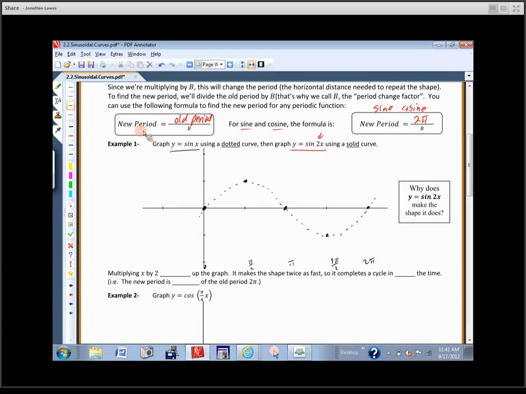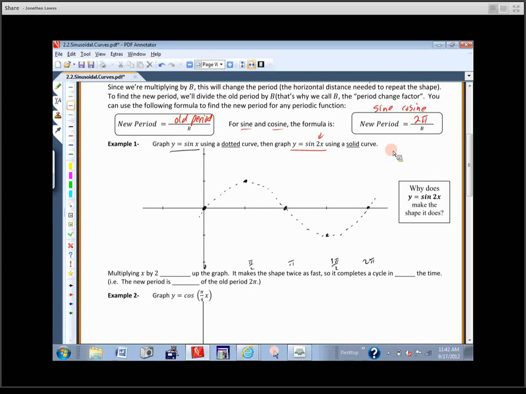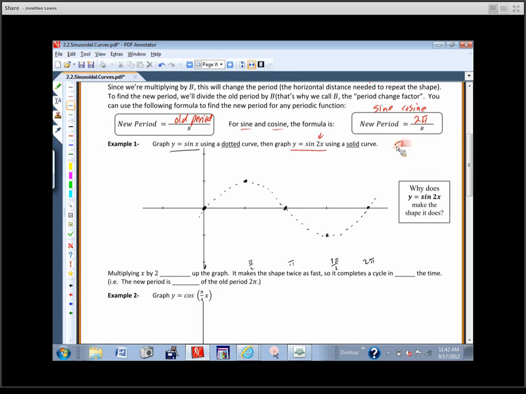In order to figure out what the new period is, we take the old period and we divide it by the period change factor. So in our case, the old period is 2 pi. We're going to divide that by, what is this? 2. So what's the period for this particular function? Pi. That's the new period. Okay?